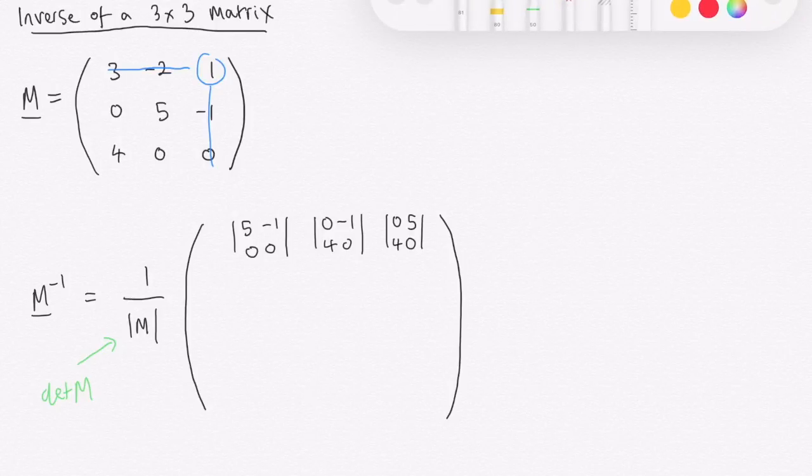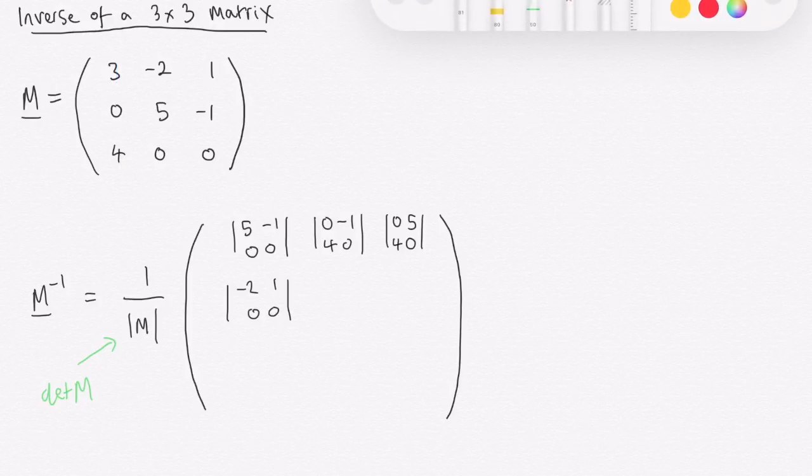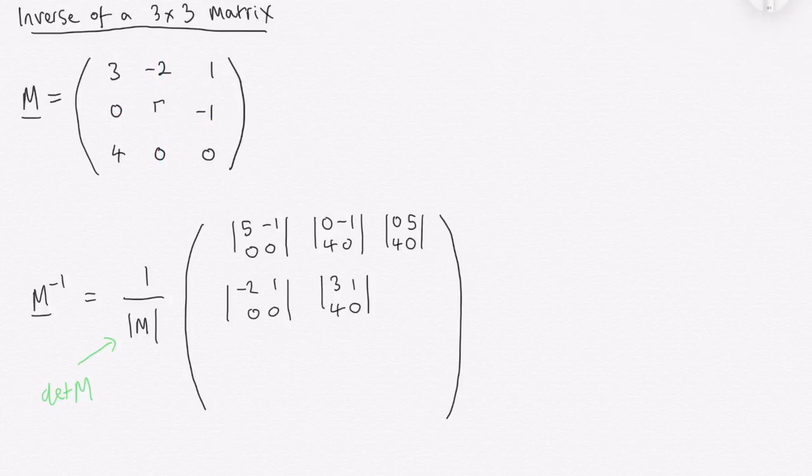So then we keep doing this process on the next row. Our next element is 0, here we cross out the row and the column, and we take the 2 by 2 determinant of minus 2, 1, 0, 0. We do the same thing with 5. So we have the 2 by 2 determinant 3, 1, 4, 0. We do the same thing with negative 1, and we get the 2 by 2 determinant 3, minus 2, 4, 0.